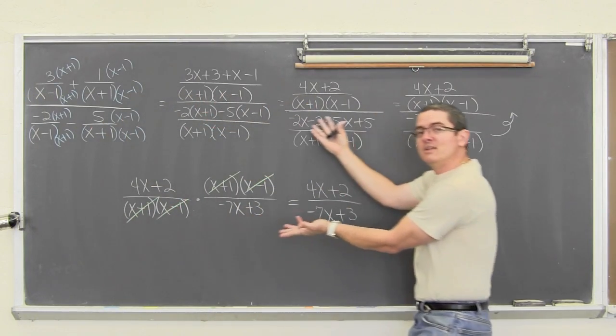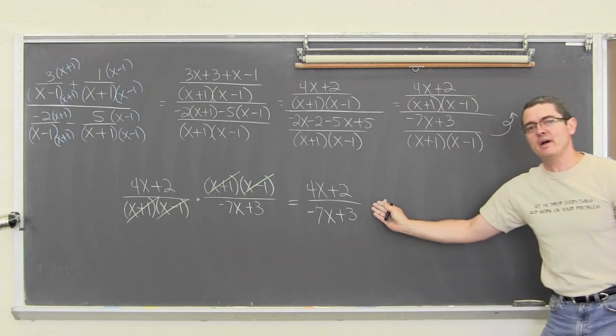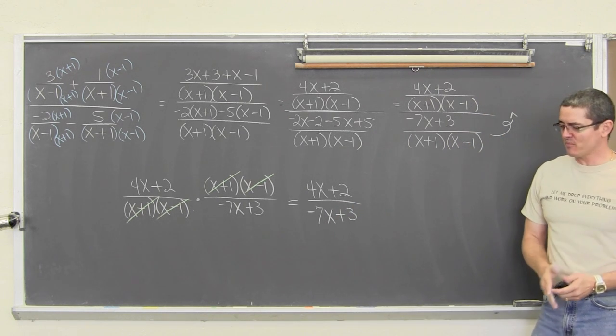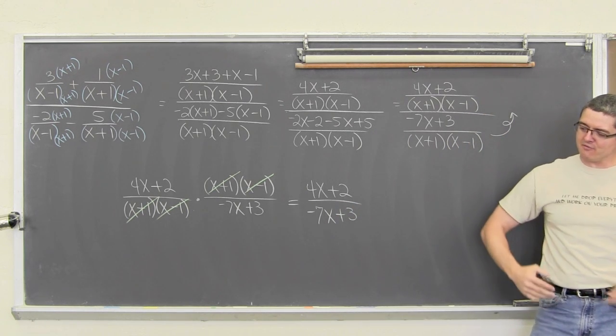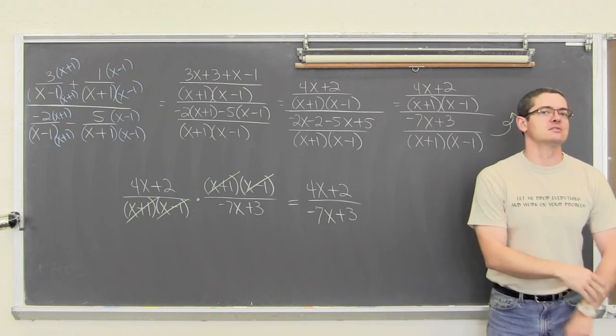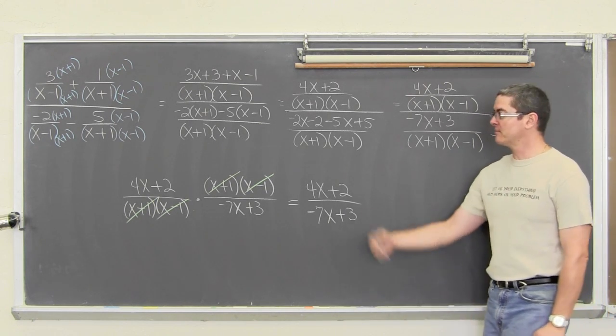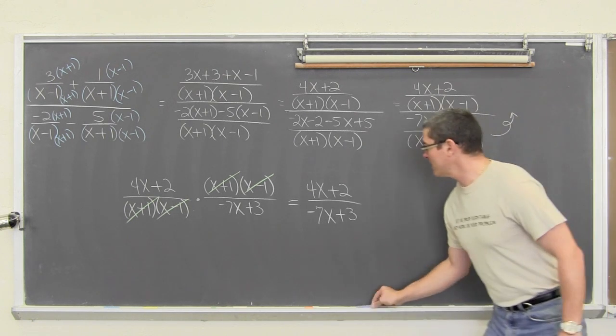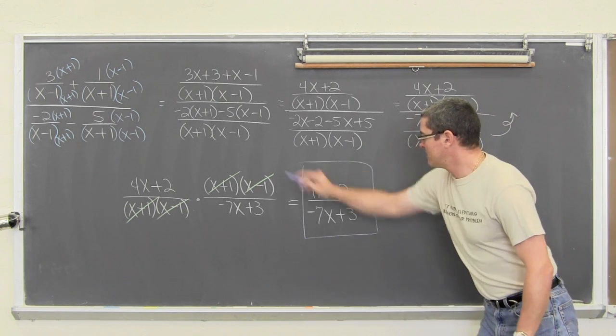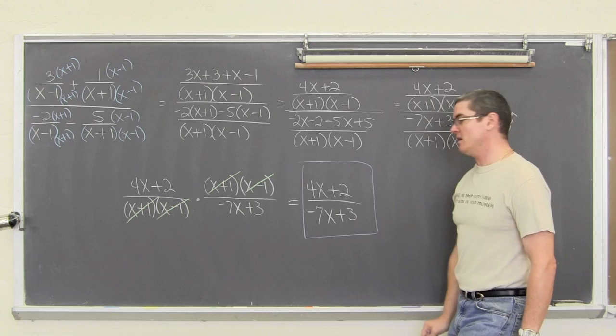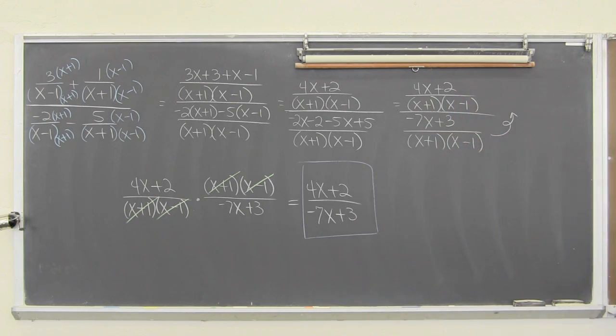Voila, the solution. I hope this is your answer. Let's get to that last problem that is going to have fractions within fractions within fractions, and see what that's going to look like and finish this video. Hope that's what you got. 4x plus 2 over negative 7x plus 3.